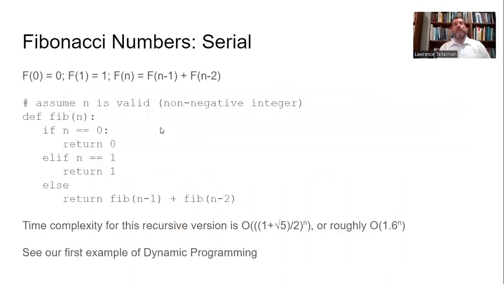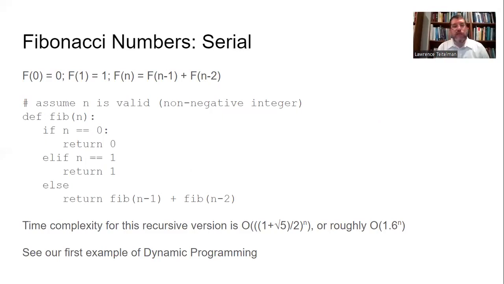Our first example is the recursive approach to calculating the nth Fibonacci number. If you recall, what was the time complexity of this algorithm as implemented? It was exponential. More specifically, it was on the order of 1.6 to the n. Where did that come from?